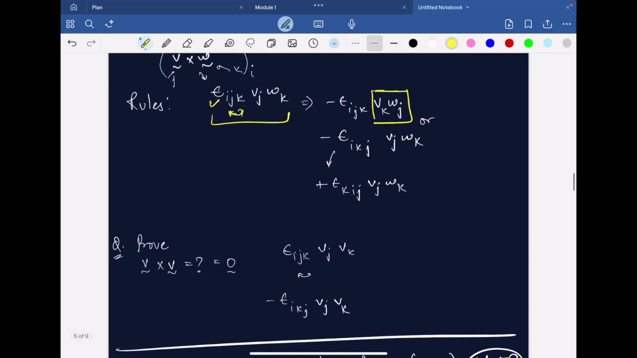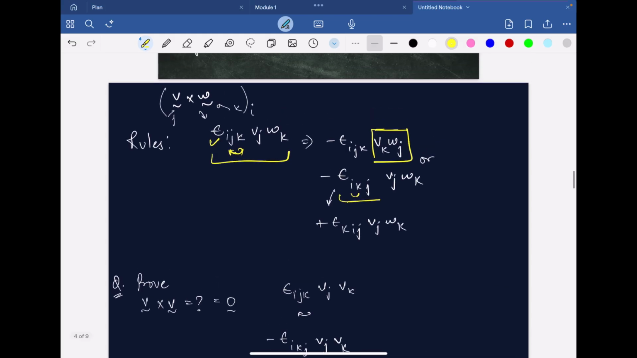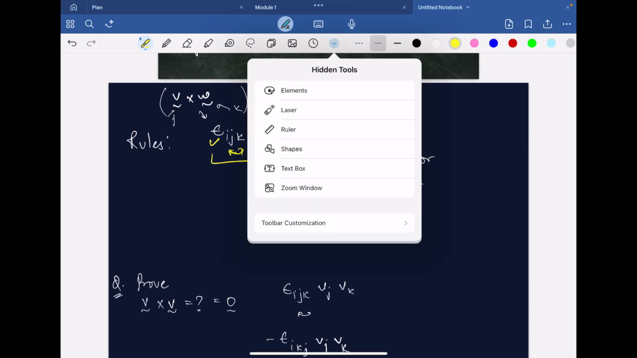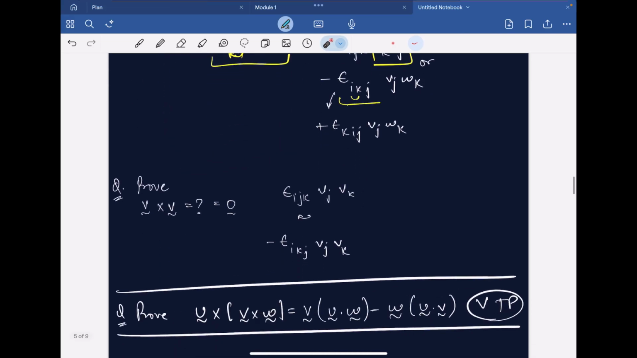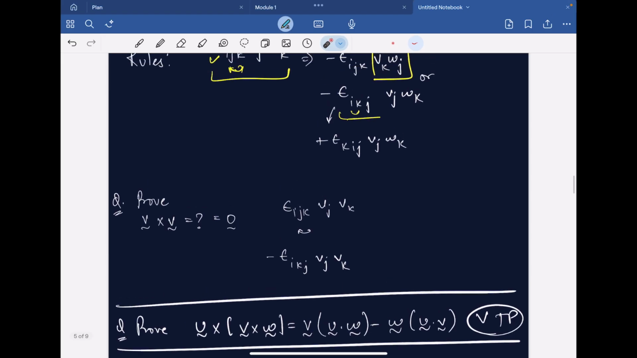And if you do the change again, for example, if you take this and switch this again, so it becomes epsilon kij vj vk, then it becomes plus again. So what I mean by this is that a vector product can be twisted and turned, but you have to play along these rules of changes. It might not be very clear. Why do we want to make our life difficult? We just learned this. Why can't we stick to it? We'll see it.